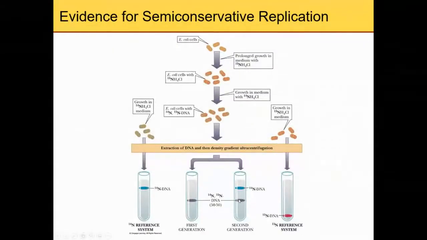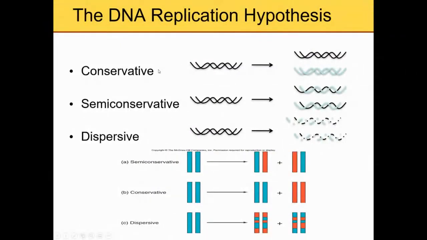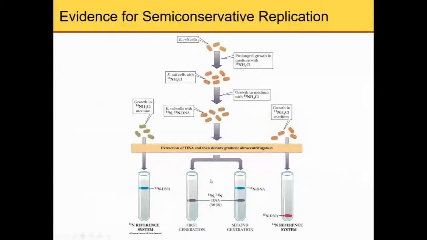Then they performed these experiments. After the first generation, they can only see one band. That proves conservative replication is not possible, because if it were conservative, you should see two bands: one would be nitrogen 15, the other nitrogen 14. Both semi-conservative and dispersive will show the nitrogen 14, 15 hybrid, which is only one band. So after collecting the DNA and performing the centrifugation, you see one band, which proves the replication can be either semi-conservative or dispersive.